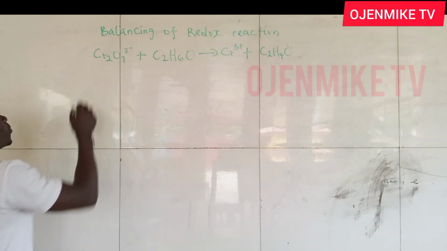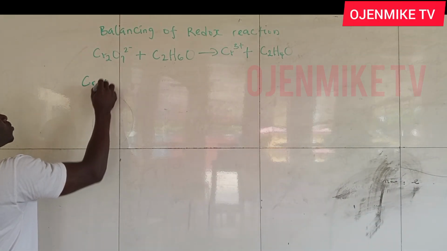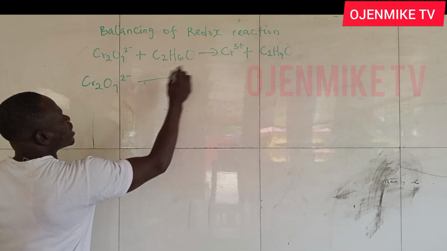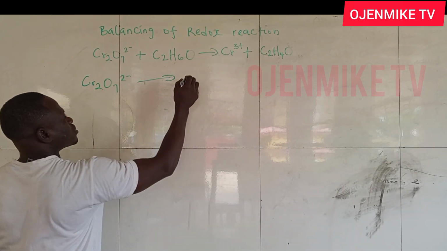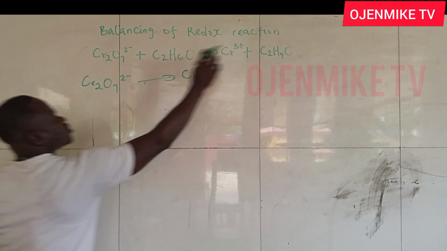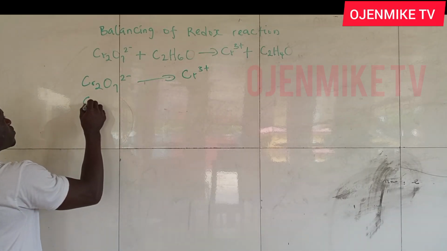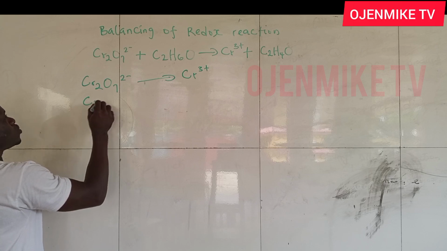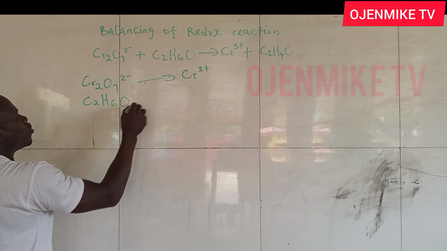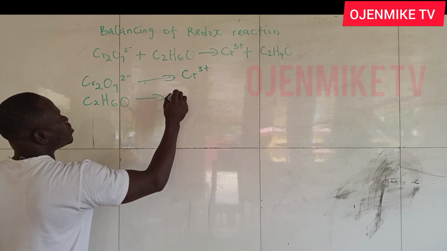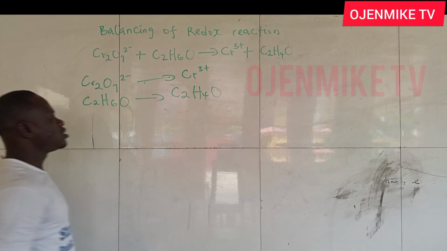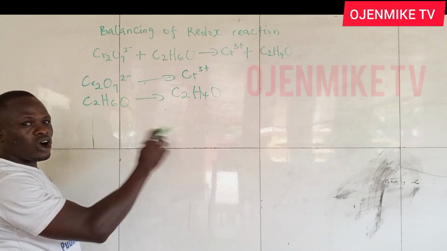So let's go. We have Cr2O7 2-, we react to give you Cr3+. And then we have C2H6O, which will give you C2H4O. It is either oxidation or reduction.